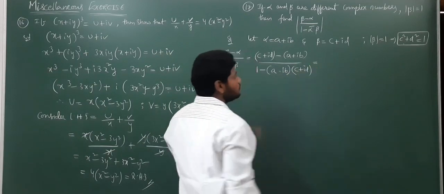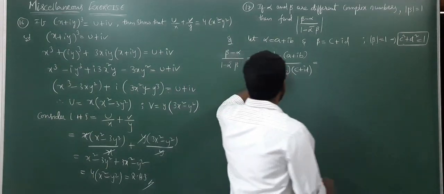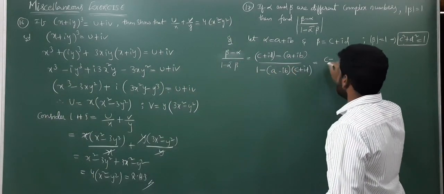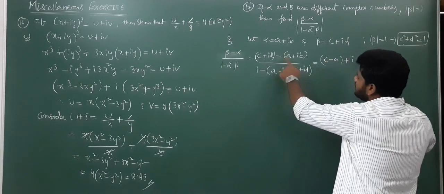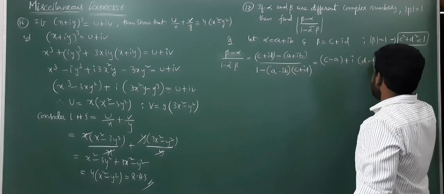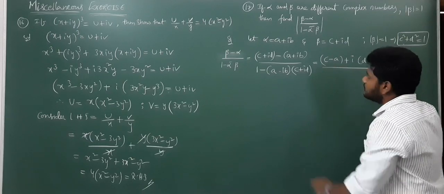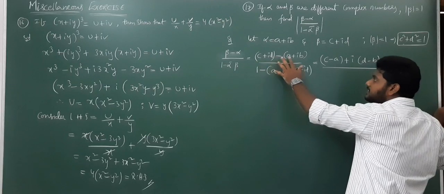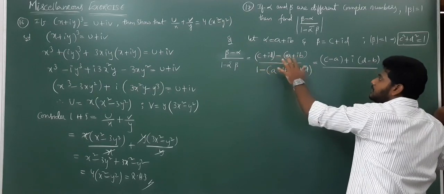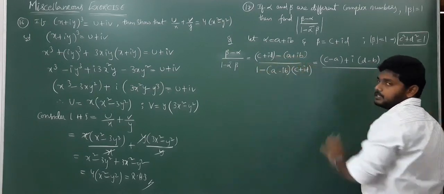So first we need to simplify that. So c minus a plus, if we take i common, it will become d minus b, right or not? This is not multiplication, just subtraction: c plus id minus a minus ib. So c minus a plus i common means d minus b.